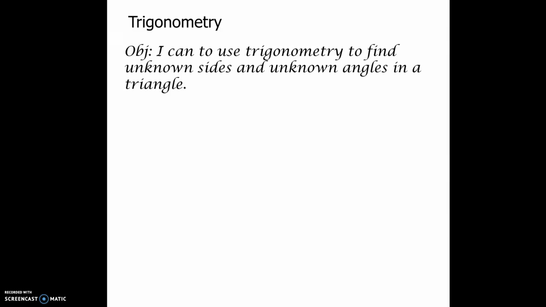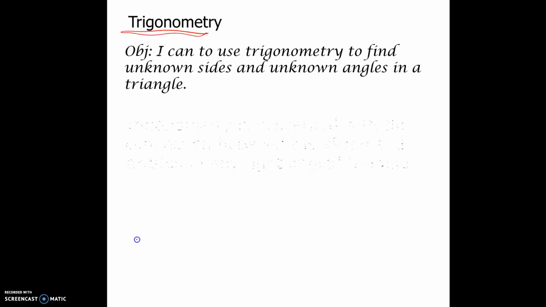All right, so we know that in this unit we've been looking for ways to solve for missing parts in a triangle with the least amount of information. So if I don't have two sides, I can't use the Pythagorean theorem. I know it's not 30, 60, 90, so I can't use special right triangles. So now we're going to look at trigonometry.